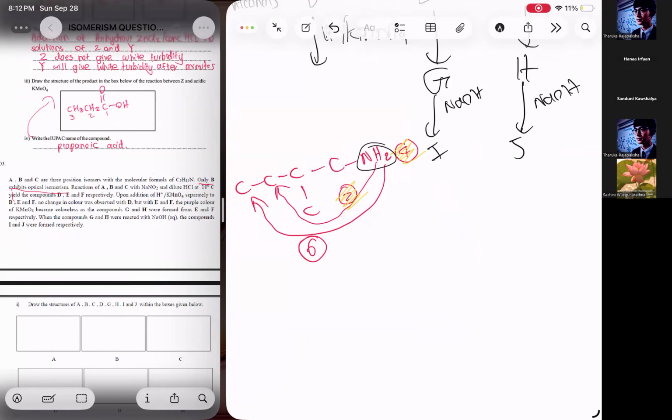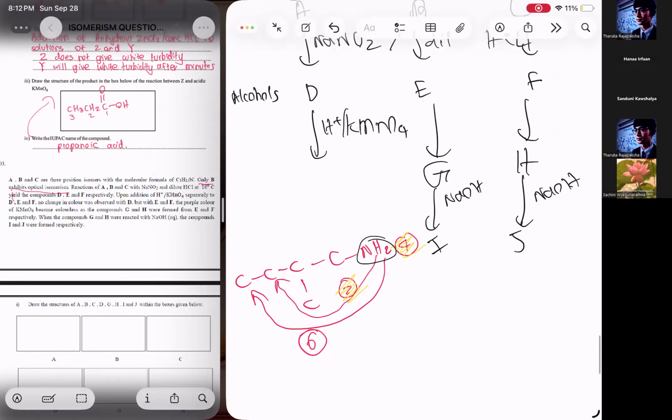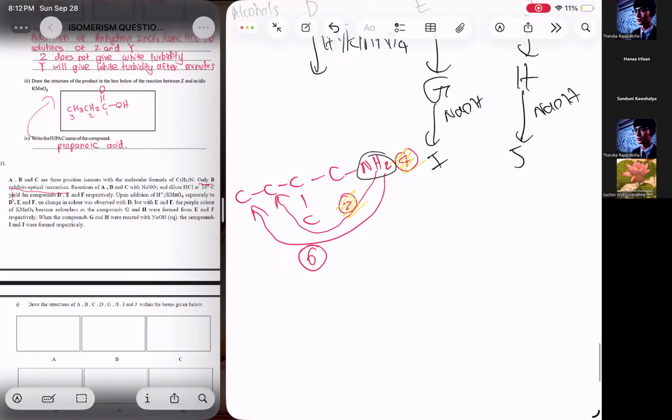Fifth one is removed. Okay, fourth one is there. Fourth one again, what comes? First they will react it with dilute NaNO2 and dilute HCl, and then this will become an alcohol, and then the alcohol will oxidize with H plus KMnO4, forming a carboxylic acid. What forms here is a carboxylic acid, right?